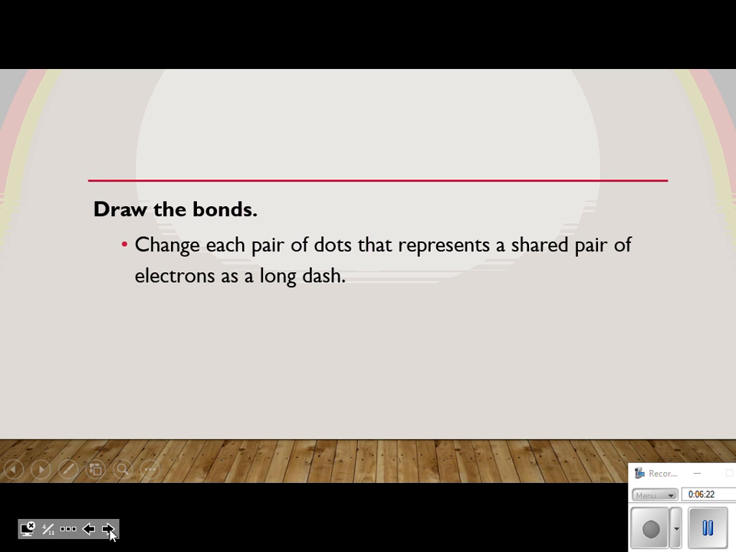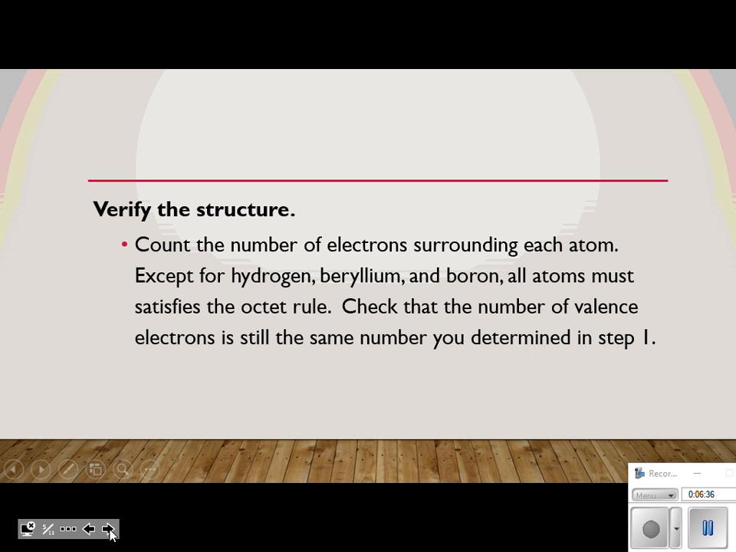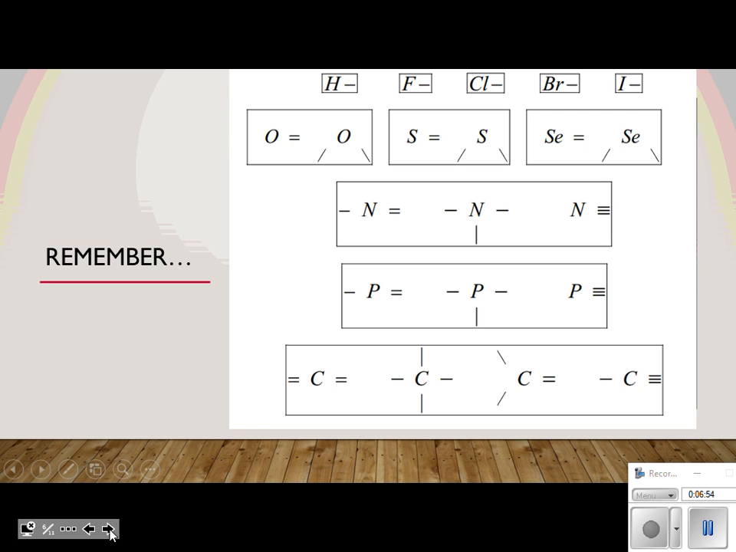Change each pair of dots into dashes. We talked about dots to dashes when we talked about single, double, and triple covalent bonds. So, change your dots to dashes and then verify the number of valence electrons with each atom. And determine that you have not gained or lost any electrons, unless you were supposed to.